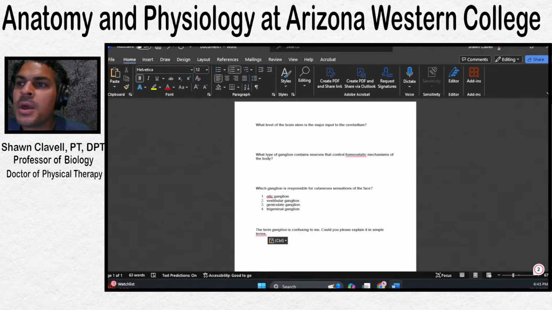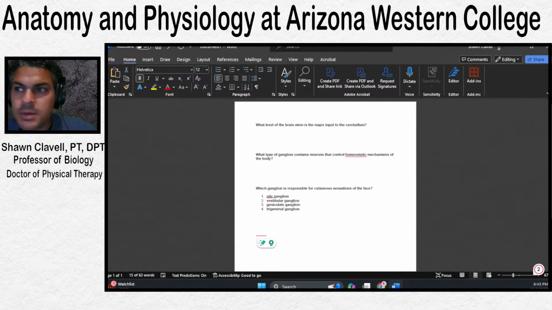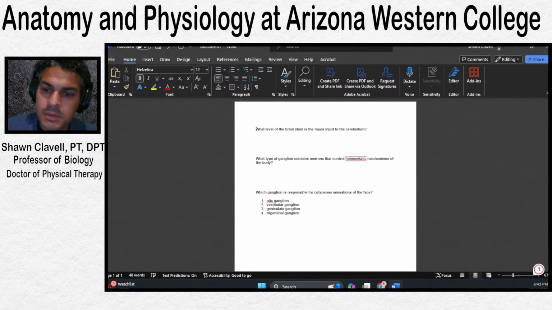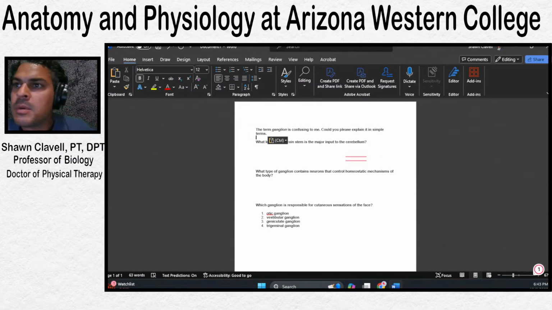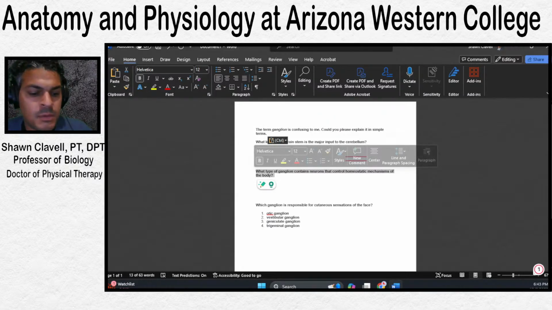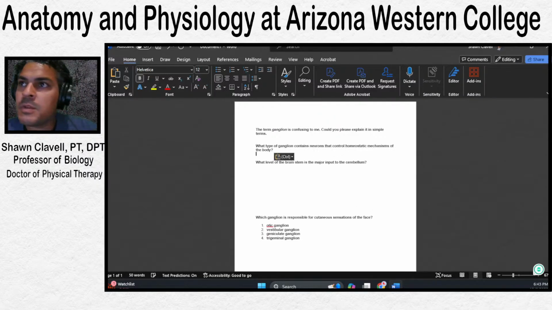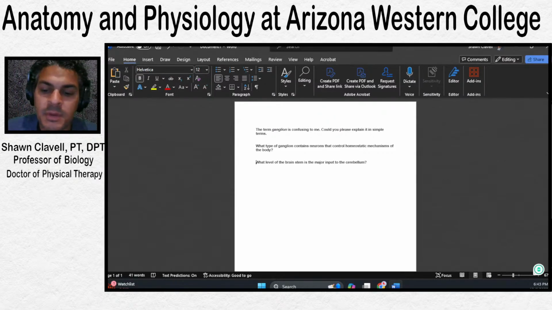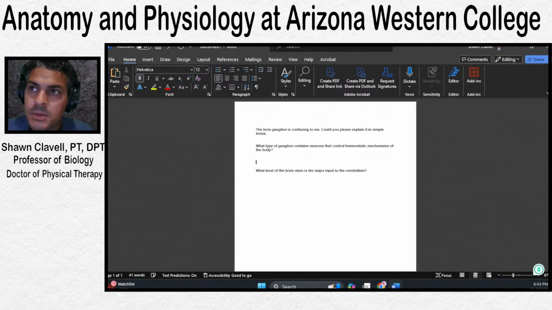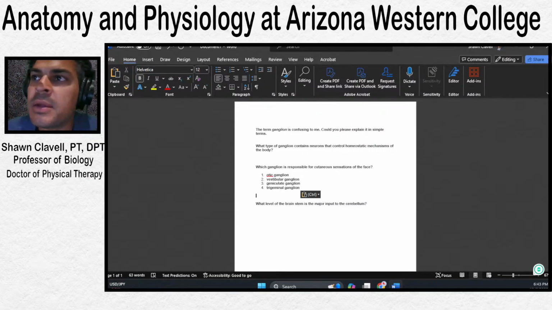And so here are the questions that have been asked, and you know what, I might just put this one up first because they're all kind of congruent. The first question relates to what is the term ganglion? Could you explain it in simple terms? What is the type of ganglion that contains neurons that control homeostatic mechanisms of the body? And which ganglion is responsible for cutaneous sensation of the face?